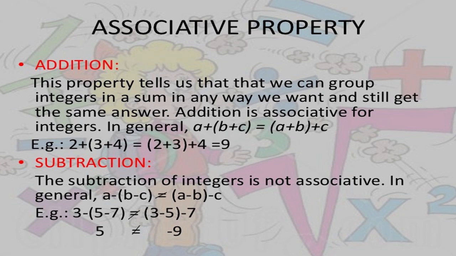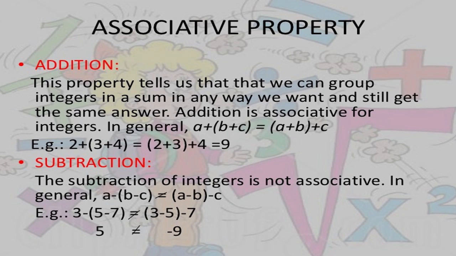For example, 2 plus 3 plus 4. First we add 3 plus 4, we get 7. 2 plus 7 is 9. Let's take the other part. 2 plus 3, that is 5. 5 plus 4 is 9. So we are getting the same result both ways. So we can say that addition follows associative property for integers.